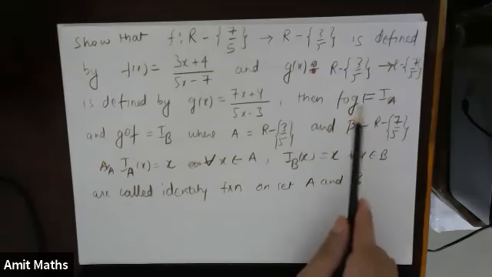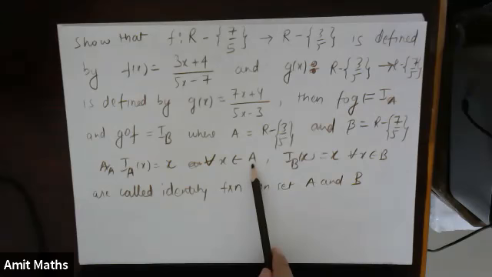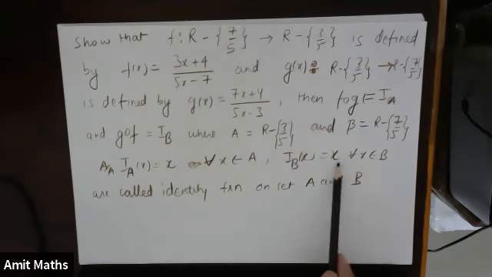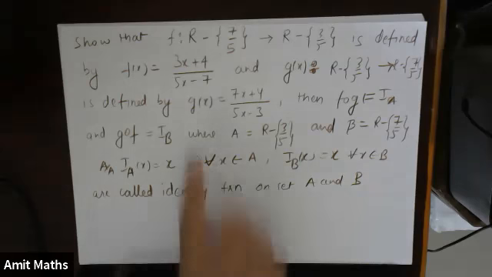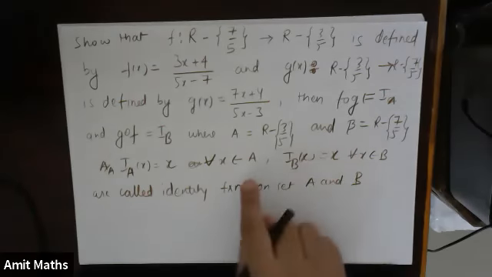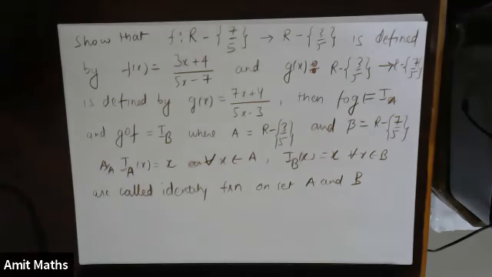So you have to show that f of g is I_A, where I_A is the identity function for all x belonging to A, and g of f is I_B, the identity function defined on set B. You have to show that these two will be identity functions based on this information. So first you have to find FOG and GOF, and show that they are identity functions.